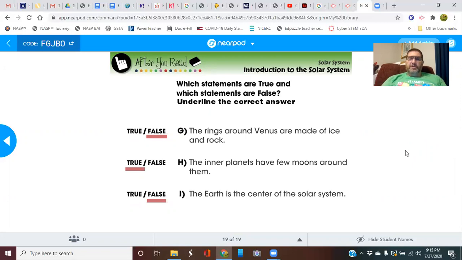That concludes our lesson on the solar system, or the introduction of the solar system. We will go into more detail in future assignments and future lessons.